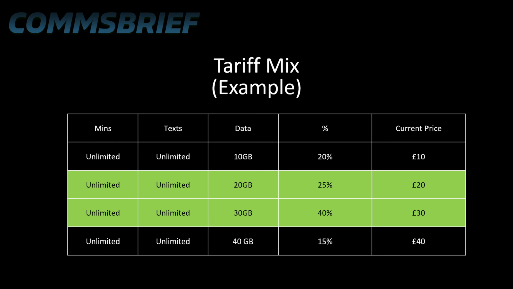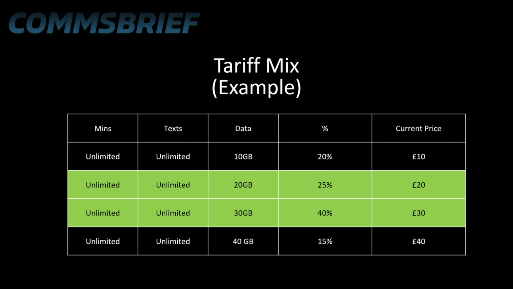One more thing I would like to mention here is something called a tariff mix. A tariff mix is a very important table, and it tells you how many subscribers are buying which tariff. It looks something like this. The tariff mix tells you which tariffs are most in demand. Here in this example, we can see that the 20 and 30 GB tariffs are the most popular, followed by the 10 GB and 40 GB tariffs. So people are paying £20 and £30 mostly for our tariffs.